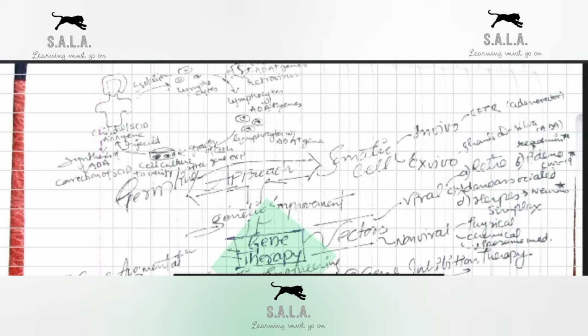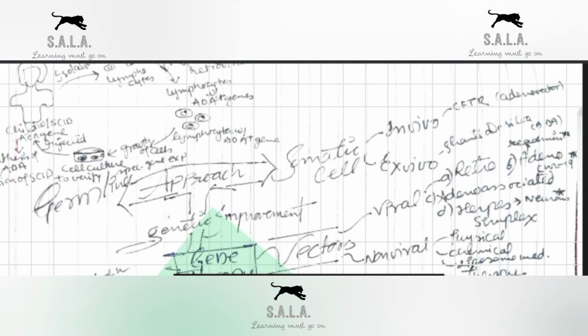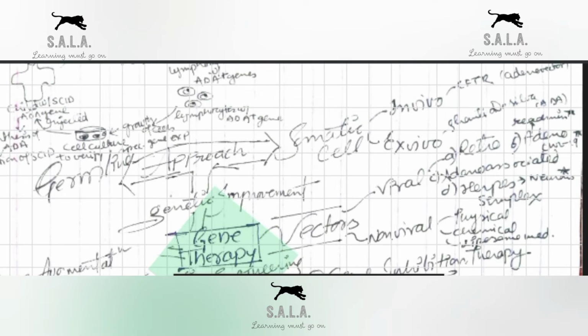As we can see, if we incorporate this kind of amendment or improvement in the germline cells, it will be passed on to future generations as well. But in the somatic cell approach, it will be only for that particular child or patient who has the problem.